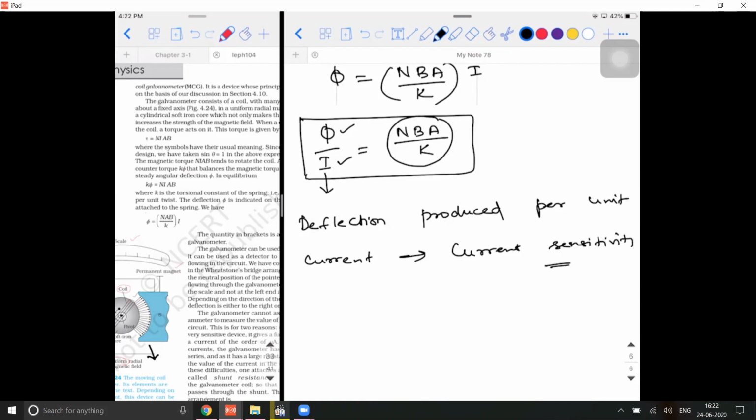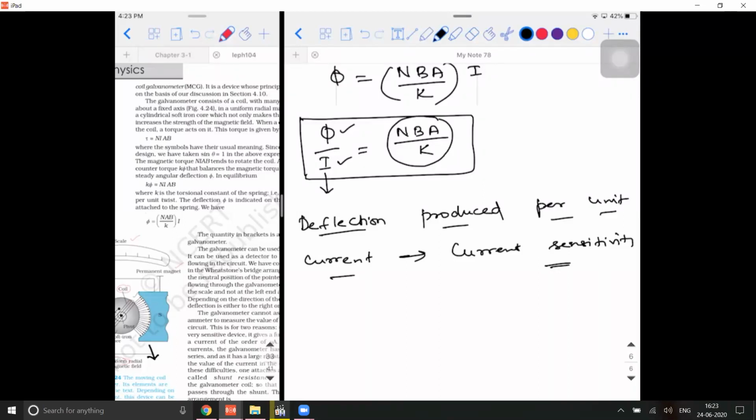Okay. So if somebody asks you what is the sensitivity of the galvanometer that you're using, because every sensor is going to be sensitive, right? So what is the current sensitivity of it? You have to say it is the amount of deflection produced per unit current flowing through it. So this is going to be the simplest definition, right?